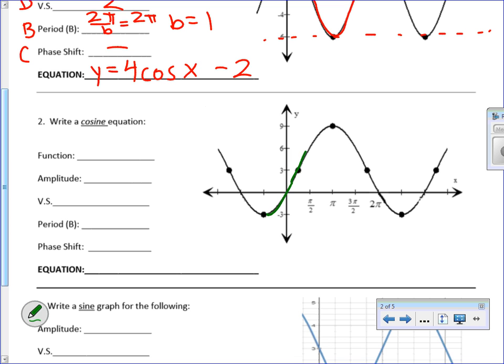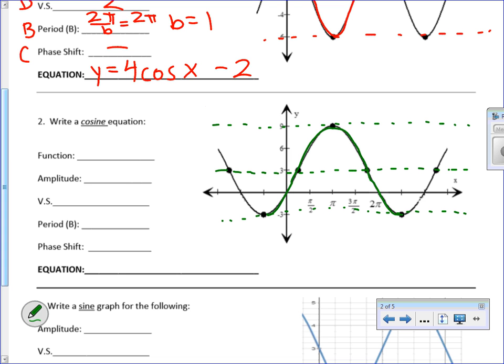So highlight one cycle of cosine. Cosine should start at the top and end at the top, but since it's negative cosine, it's starting at the bottom and ending at the bottom. Okay, so once you highlight one cycle of cosine, go ahead and find your middle, your max, and your min. So where is the middle here? It's at 3. The maximum is at 9, and the minimum is at -3.